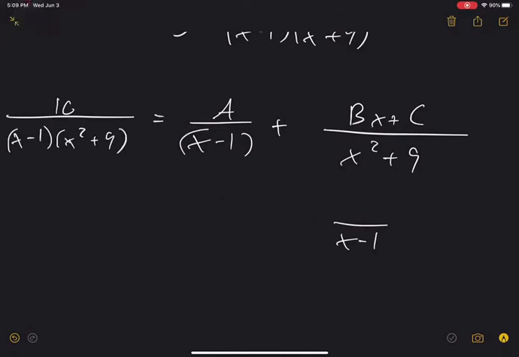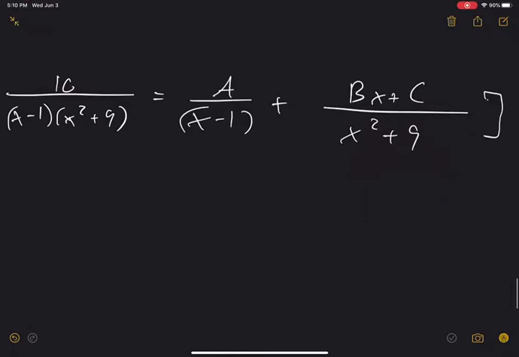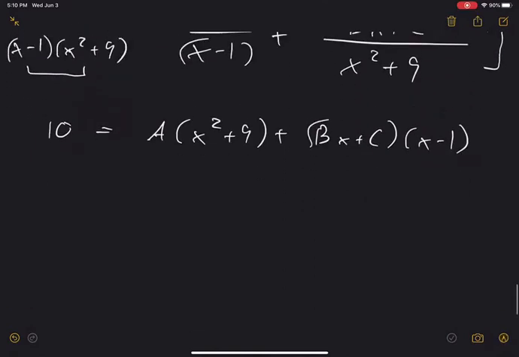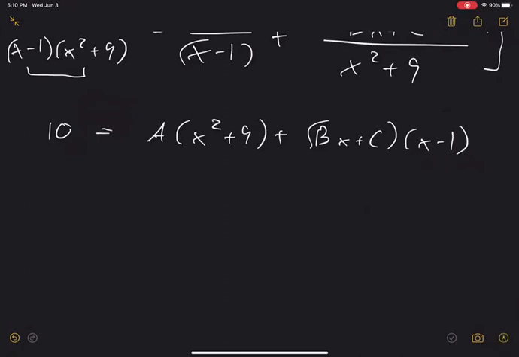I will continue using this one. Okay, so next step, to multiply both sides by this denominator. On the left side, I'm just left with 10. On the right side, I'm left with a times x squared plus 9 plus bx plus c, put that in parentheses, times x minus 1. Remember, you've got to distribute, you've got to multiply this entire term, bx plus c, by x minus 1.